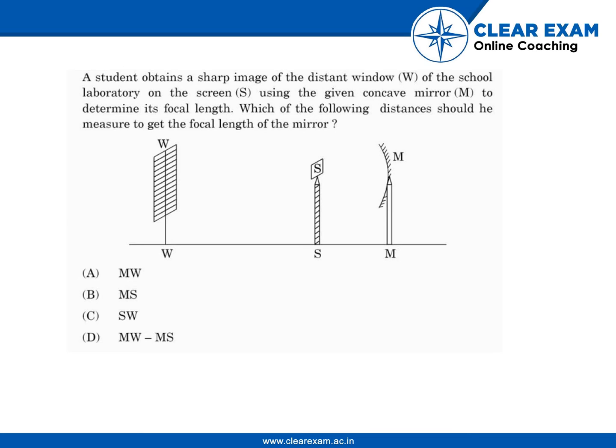So the correct option will be, first we will understand about the focal length of the mirror. What is the focal length of the concave mirror? Focal length is used to denote the distance between the pole P and the focus F of a concave mirror. So the answer should be M and S. The distance between the concave mirror and the screen is the distance to get the focal length of the mirror.